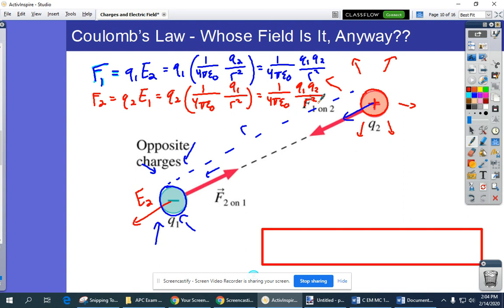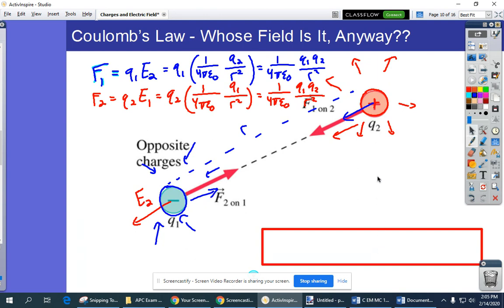What about the directions? Okay, well, charge 2 sees an electric field that points inwards, and being a positive charge, it follows it inwards. Q1 sees an electric field that's pointing away, but being a negative charge, it's contrary. And it goes inwards, okay, so I end up with forces in the same direction. They're both inwards and of the same magnitude.